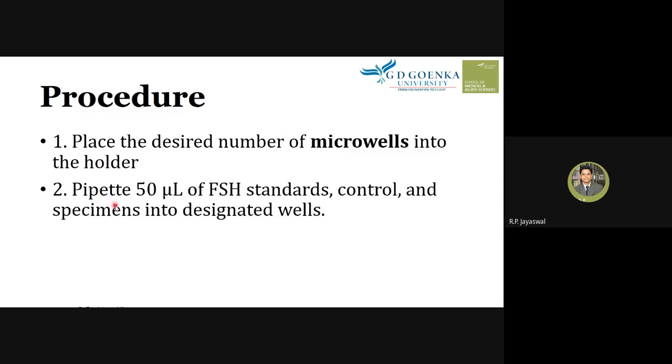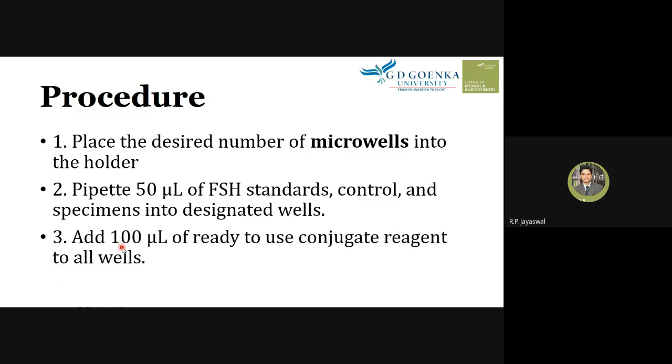Now the second step is 50 microliter of FSH standard, control, and specimen into the designated wells. Whatever labeling we have done, all the standards, then control, and then specimen wells should be added with 50 microliter of volume. Then after that we need to add 100 microliter of conjugate reagent, that is the enzyme coated antibody, right?